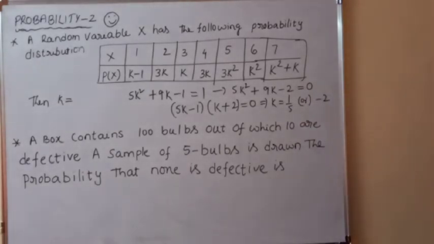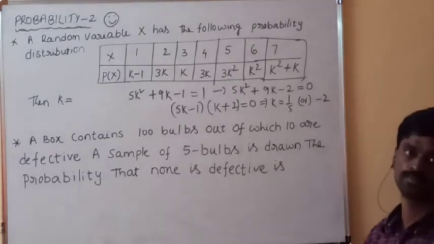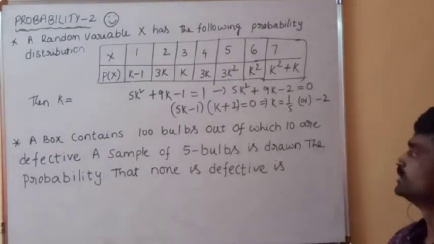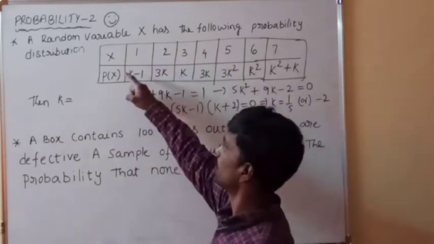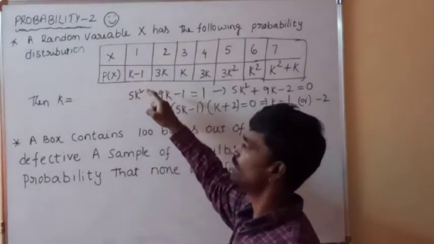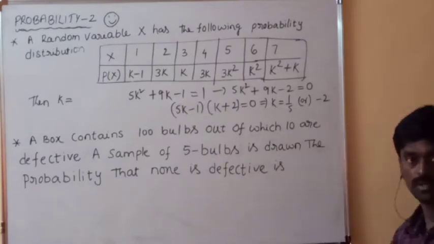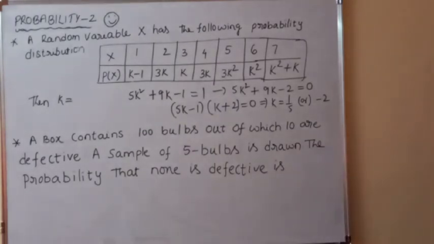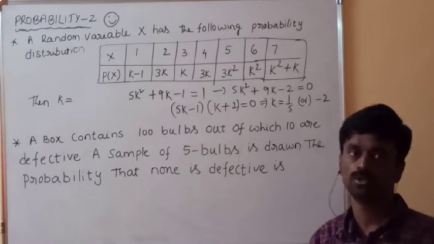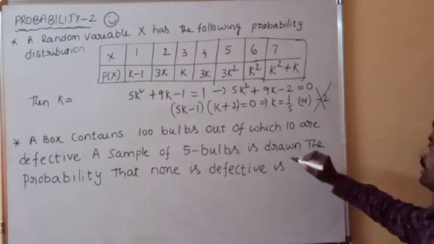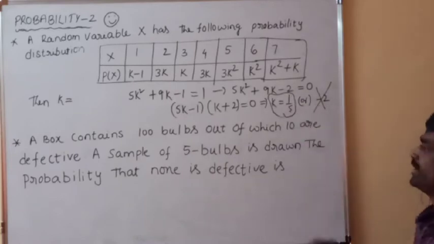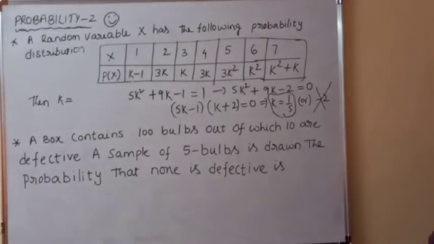Among these two, which value do we have to take and which value do we have to reject? Or are both valid? Here, if you take k value minus 2, then what do you get? Probability of 1 is minus 2 minus 1, minus 3. Is the probability of an event equal to minus 3? It is not possible. So k value minus 2 is rejected. So thus the k value is 1 by 5. It is the correct answer.